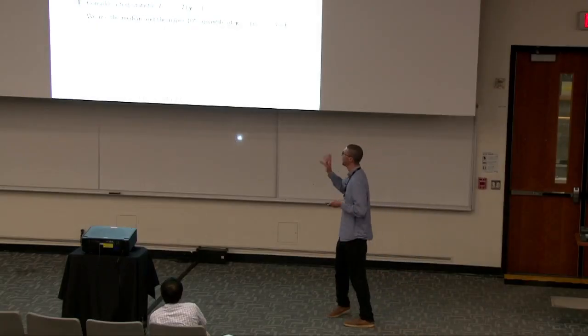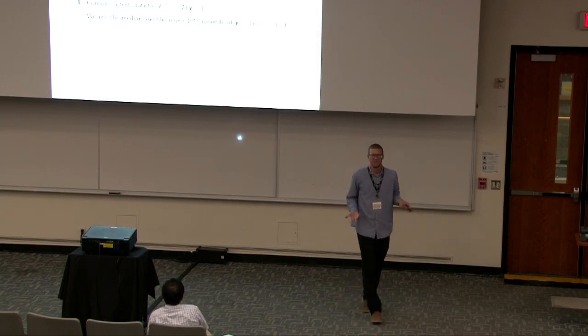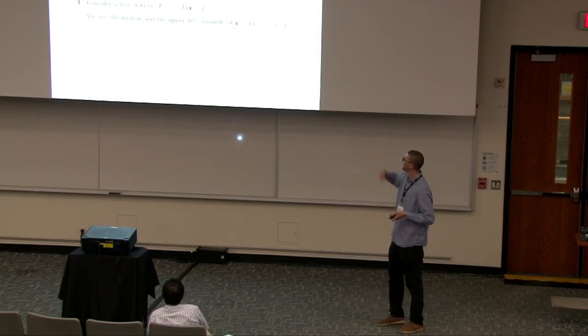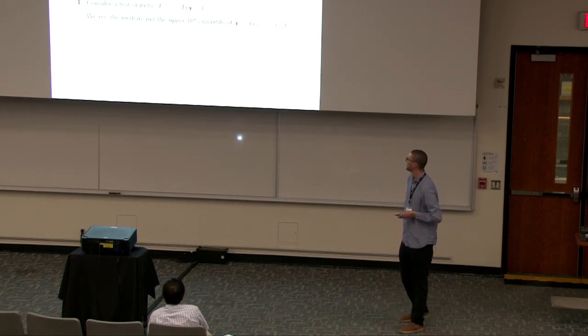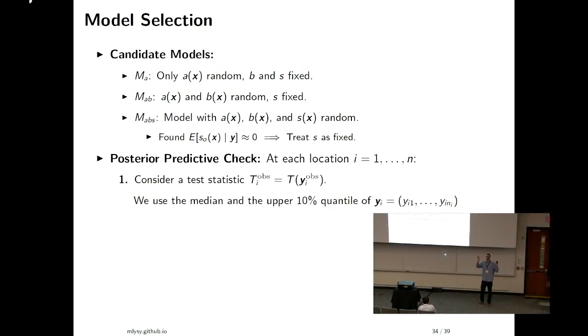So let me see if I can walk you through how it would work. You start by saying, for every location, I'm going to give myself a test statistic that just depends on the data at those locations. So in this case, it would be, okay, the median of the 10 plus locations or the top 10% of the 10 plus locations.